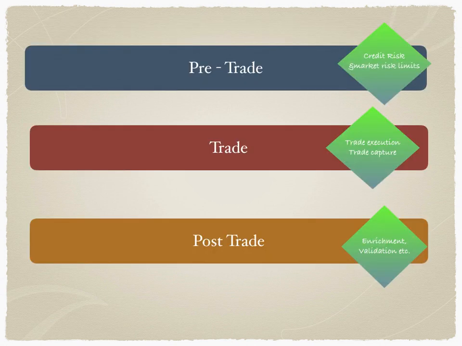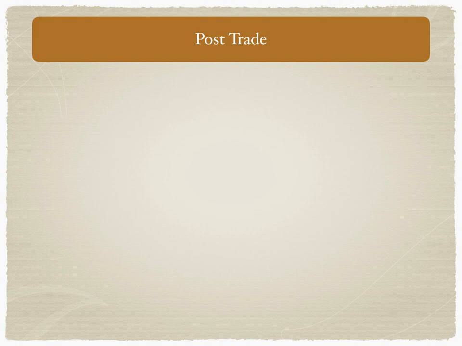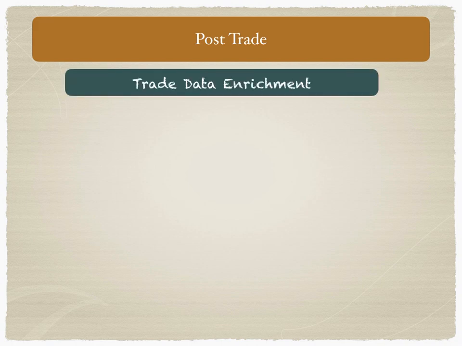The pre-trade activities include credit risk and market risk limits. So, for example, the bank cannot buy an infinite amount of dollars or an infinite amount of JPY. The trade activities include trade execution and trade capture. The post-trade activities include enrichment, validation, and so on. I will be uploading a separate video, Trade Lifecycle 3.0, on each of the steps in this slide. The post-trade activities include trade data enrichment.